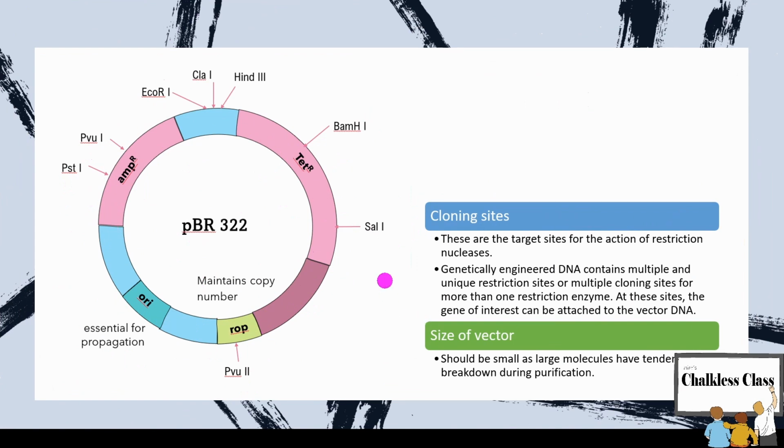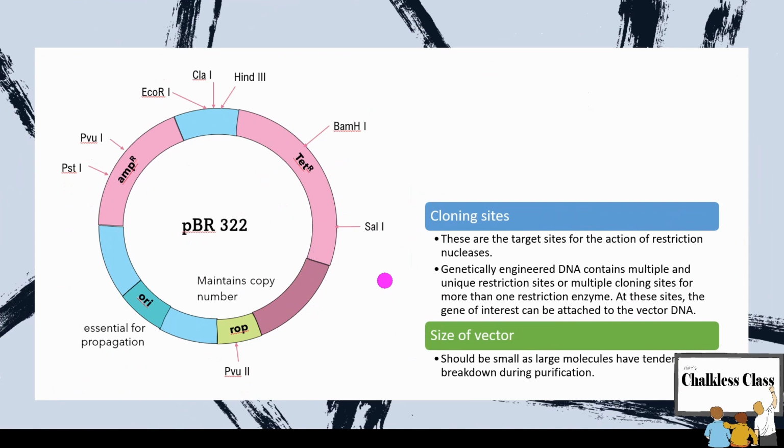Generally, we prefer small sized vectors. If the vector size is very big, then it is very difficult to insert into the host cell. There are chances of breakdown of that vector while doing that transformation. So preferably small sized vectors are selected to transport large sized molecules.